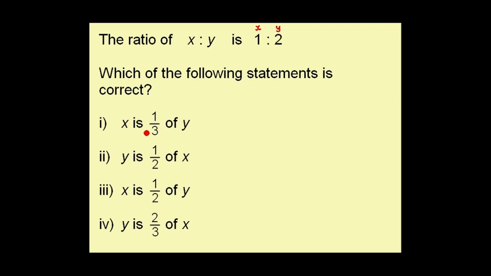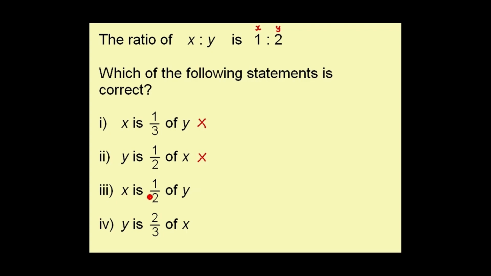The first one says x is a third of y. So let's look at these numbers. Is 1 a third of 2? Well, no, it's not, so that's not correct. The next statement says y is half of x. Again, let's look at the numbers. Is 2 half of 1? Nope, that's not correct either.